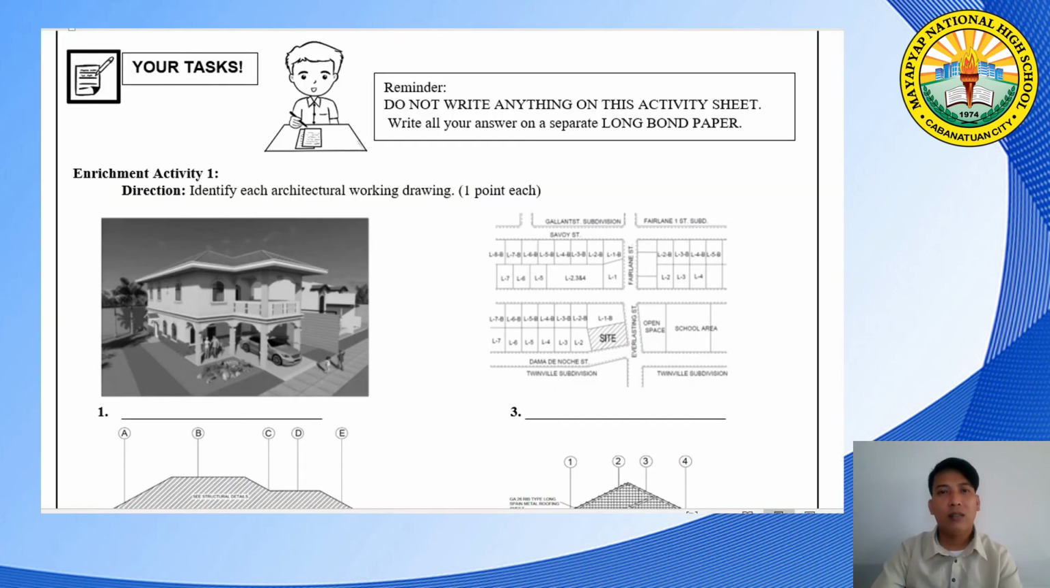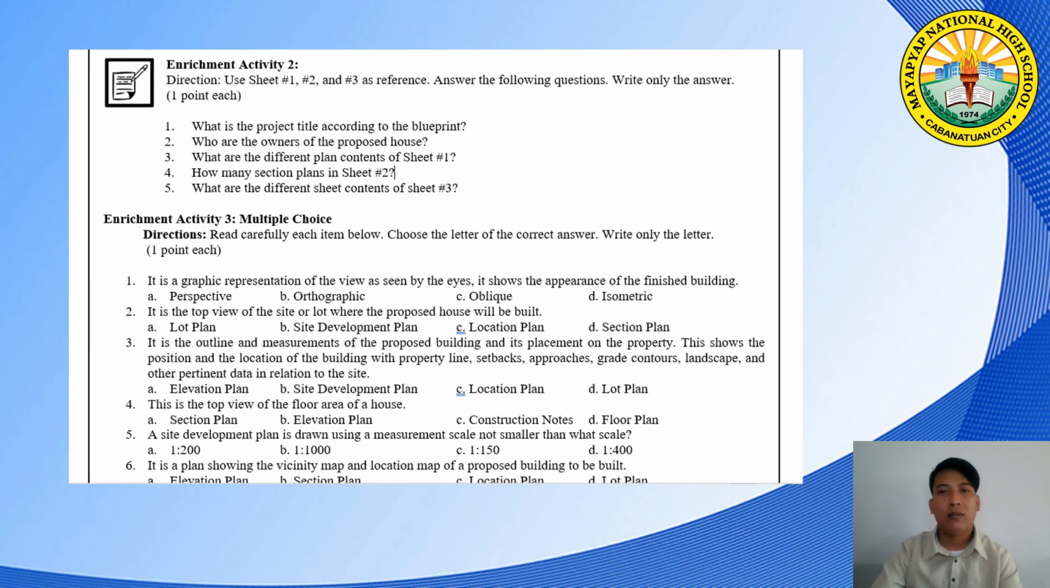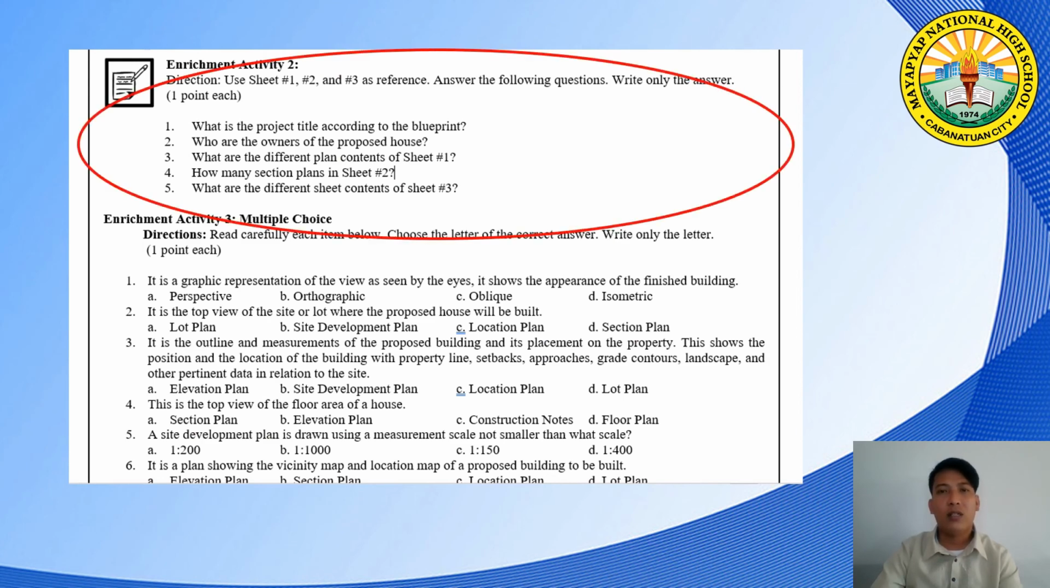At this point, turn your activity sheet to the enrichment part. Reminder, do not write anything on this activity sheet. Write your answer on a separate long pad paper. For enrichment activity 1, identify each architectural working drawing. For enrichment activity 2, use sheet number 1, number 2, and number 3 as a reference. Answer the following questions. Write only the answer.